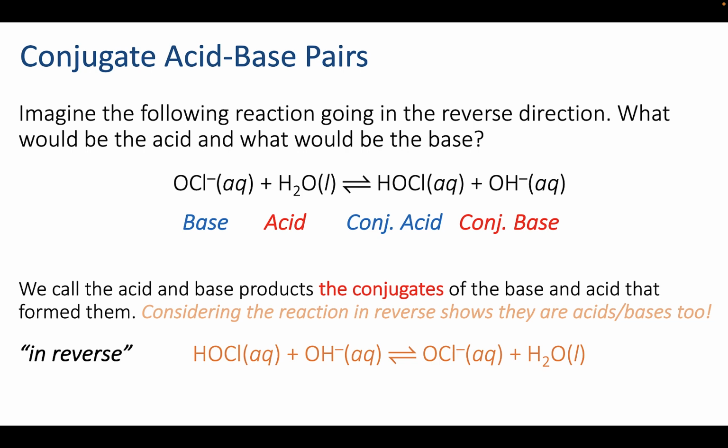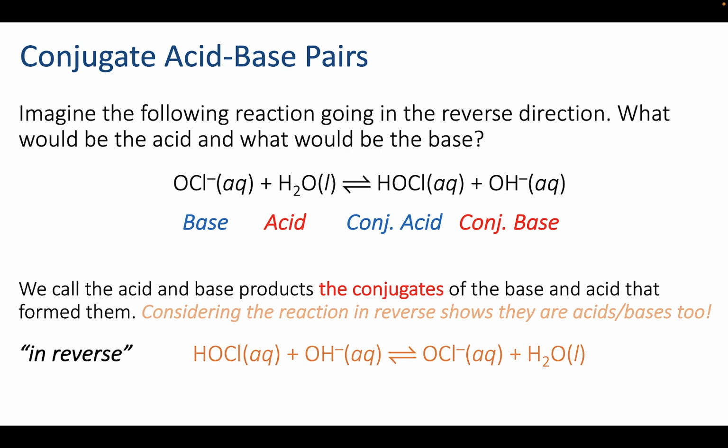And so what we're going to define is that we have our base, let's say our base is OCl minus, and it becomes HOCl, that's going to be called the conjugate acid of OCl minus, because if it is to lose a proton, it becomes the base. If the base is to gain a proton, it becomes the acid. And so we have this acid-base conjugate relationship, where they differ by a proton.